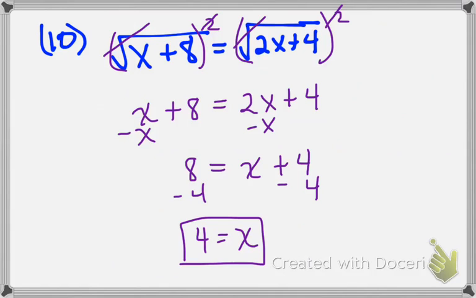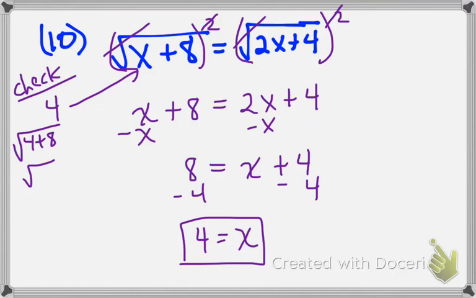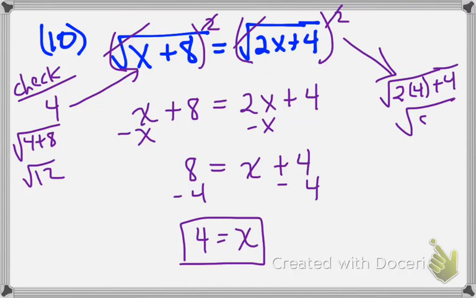It's not a bad idea to go ahead and check to see if these work. For example, if I plugged 4 in for this x right there, this would have been the square root of 4 plus 8. So that would be the square root of 12. And then on the other side, if I checked it, that would be the square root of 2 times 4 plus 4, which is the square root of 8 plus 4, which is the square root of 12. And so since these two things are equal to each other, then we know that it all works out.